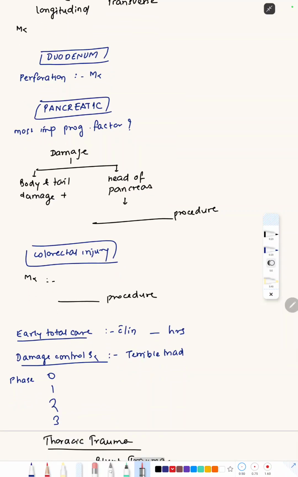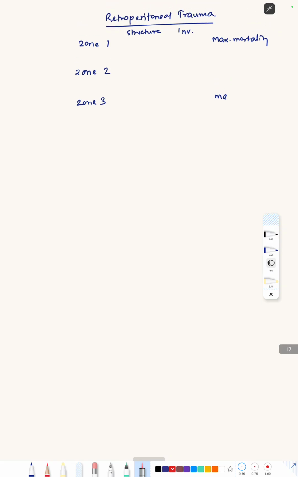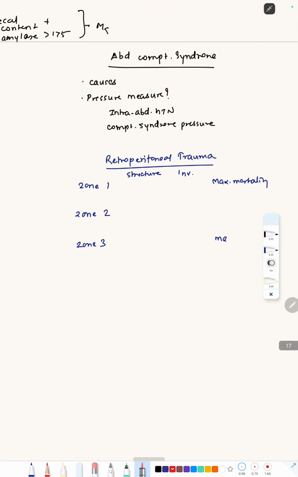Damage control surgery. The terrible triad of damage control surgery includes hypothermia, acidosis, and coagulopathy. There are phases. Phase 0 is identification of the patient. Phase 1 is going to be laparotomy, and in that laparotomy we are going to look at the physiology. Then step 2 is correction of the physiology of the patient. Then step 3 is going to be correcting the anatomy by re-exploratory laparotomy.